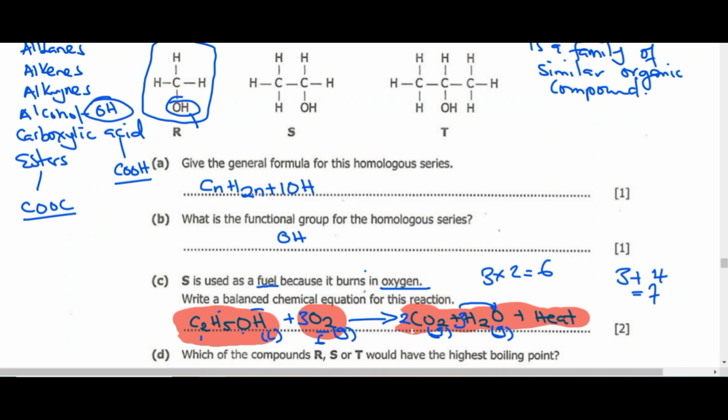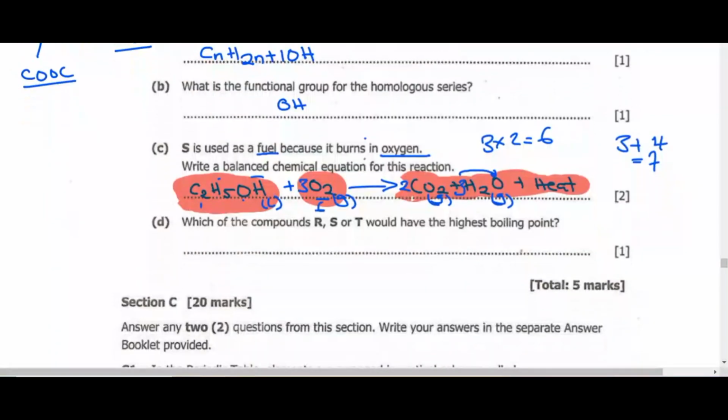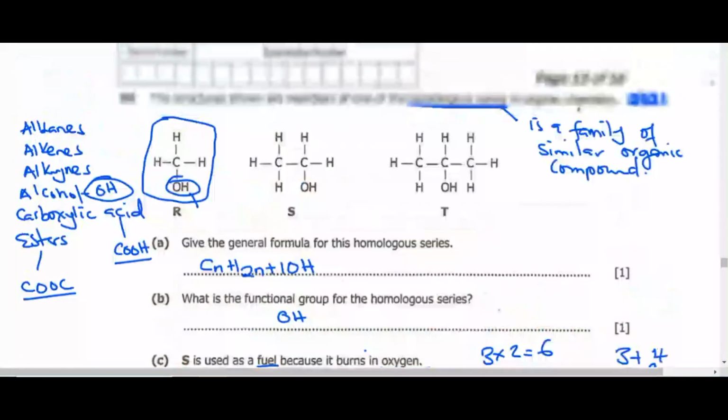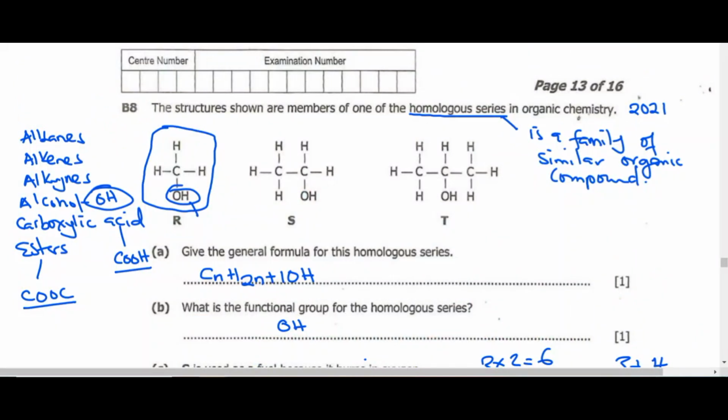Okay, we can move to the question: which of the compounds R, S or T would have the highest boiling point? Which one will have the highest boiling point? Let me try to explain something here. When you look at R, S and T, the elements that make up T or R differ.